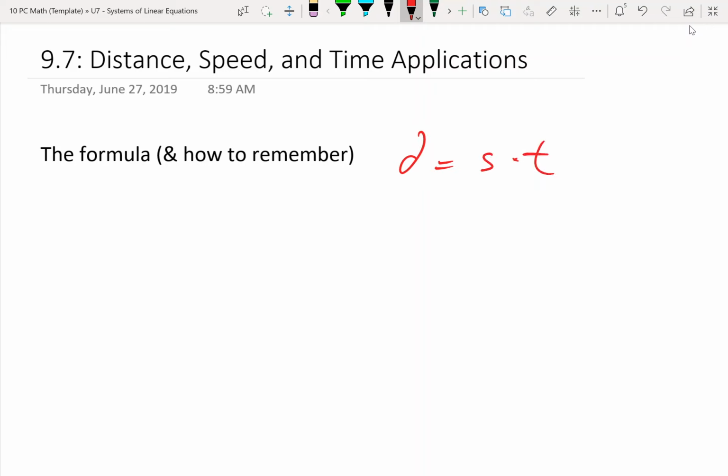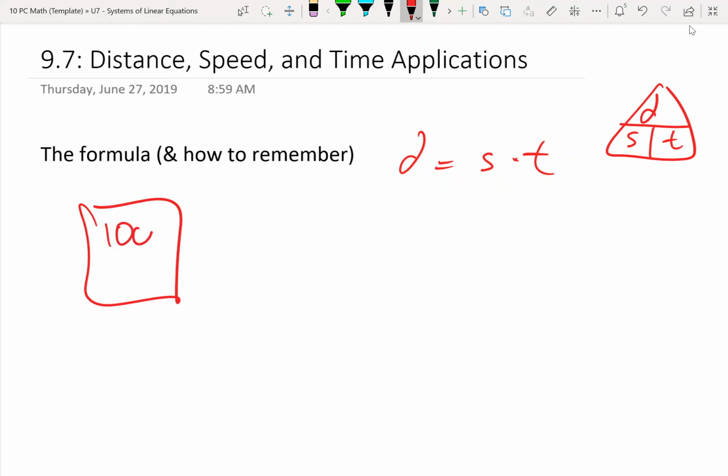The way that I remember this, there's a little triangle that scientists like to draw, whatever. When I think of speed, I think of those signs you see on the highway, right? They say how fast you're allowed to go. Those are always written in kilometers per hour. So if I needed to figure out distance, speed, and time, the speed is always something kilometers per hour. So let's say it was 100 kilometers per hour.